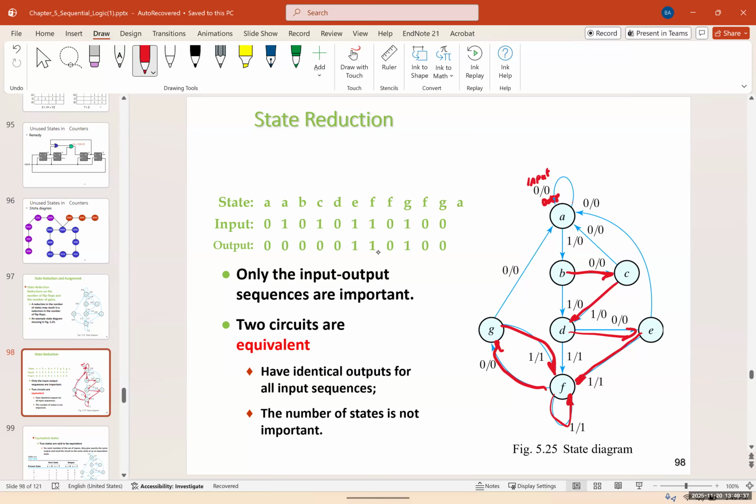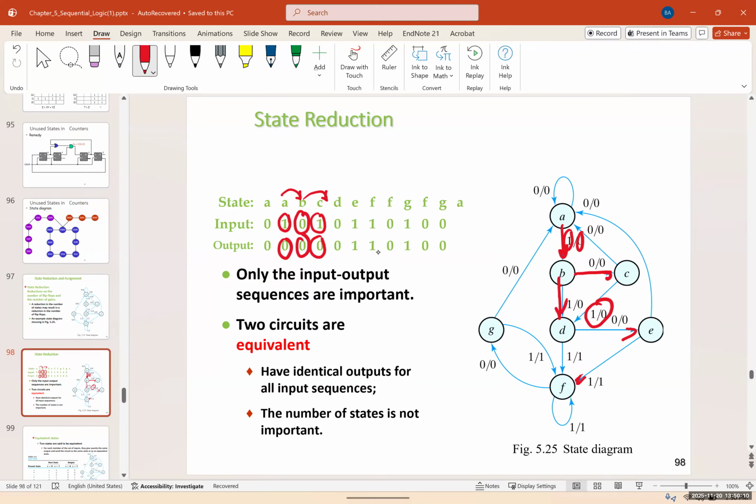Now, if I want to go, for example, from A to B, what is my input when I'm going from A to B? Input is 1, output is 0. So if I do 1 and 0, I'm going A to B. What if the input and output are 0 and 0? I'm going from B to C. And if the input and output is 1 and 0, I'm going from C to D. And I'm also going from B to D as well. Both of them, same input, 1 and 0, B and C to D.